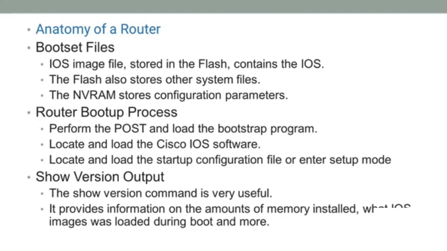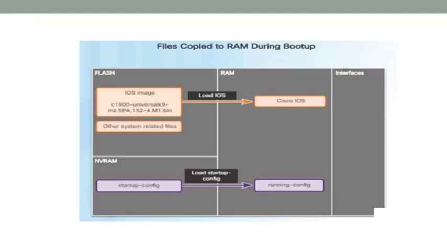Show version output. The show version output is very common and very useful. It provides information on the amount of memory installed and what IOS image was loaded during the boot. This is the example of a RAM during boot up. You need to configure IOS.